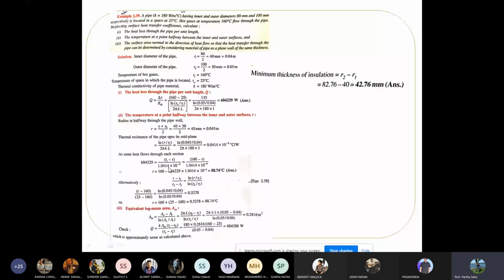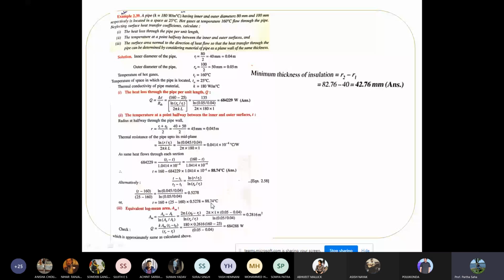Temperature difference, this equation only. And you can calculate that it's T and then solve for T, that will be 88.7. Alternatively, using this equation, you can solve for it. You can see that T minus Ti, T2 minus Ti equal to ln R by Ri, ln RO by Ri, because you know heat flow is same. So you can just do the average one and then solve for it and you get the same answer, 88.74 centimeter.